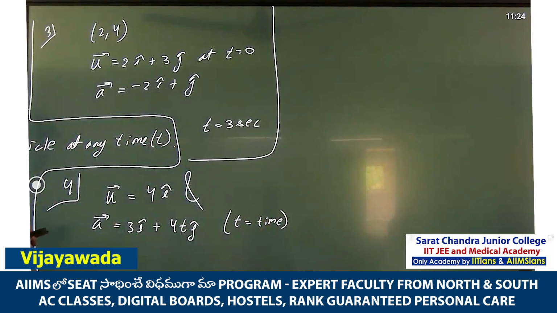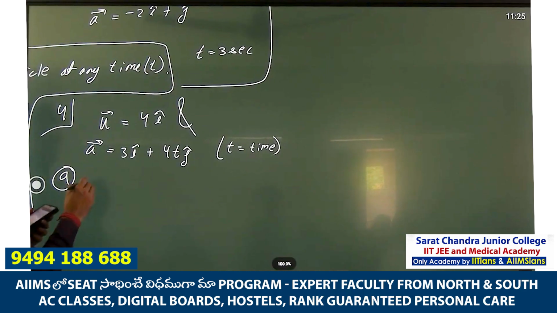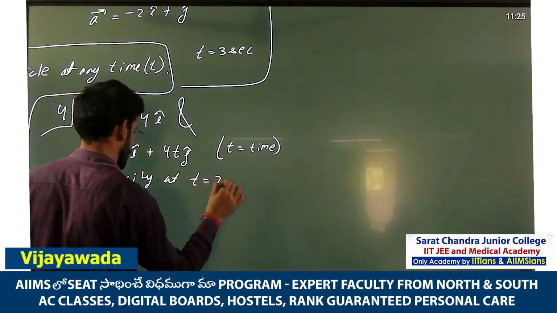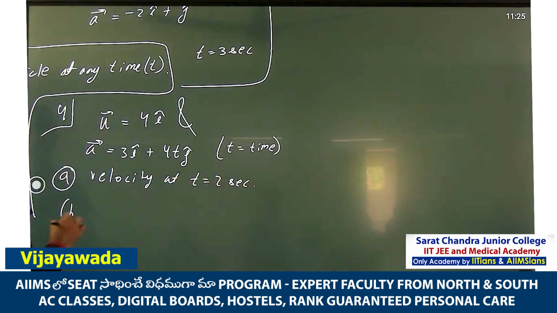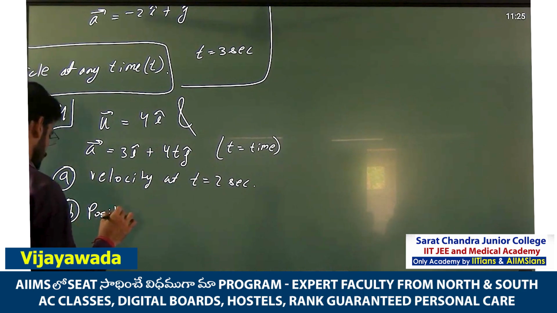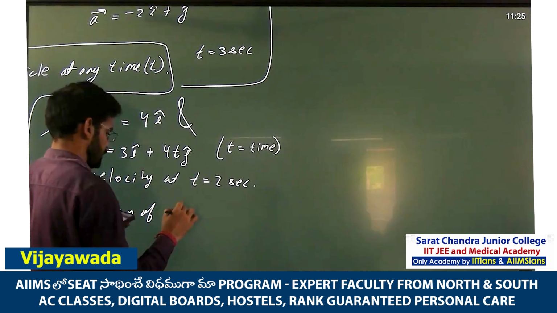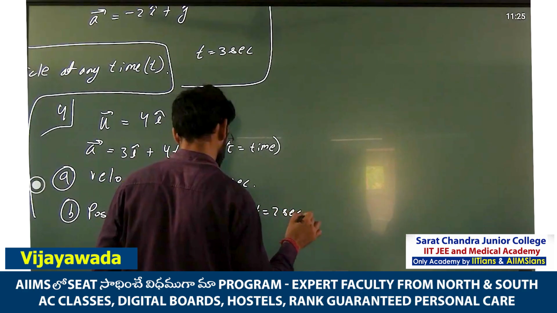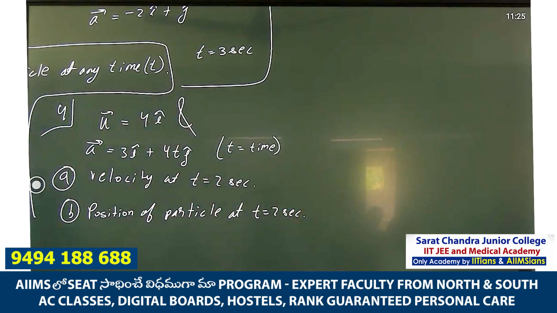Then find, A part, velocity at t equal to 2 seconds. B part, position of particle at t equal to 2 seconds. Then fourth. Done everyone?